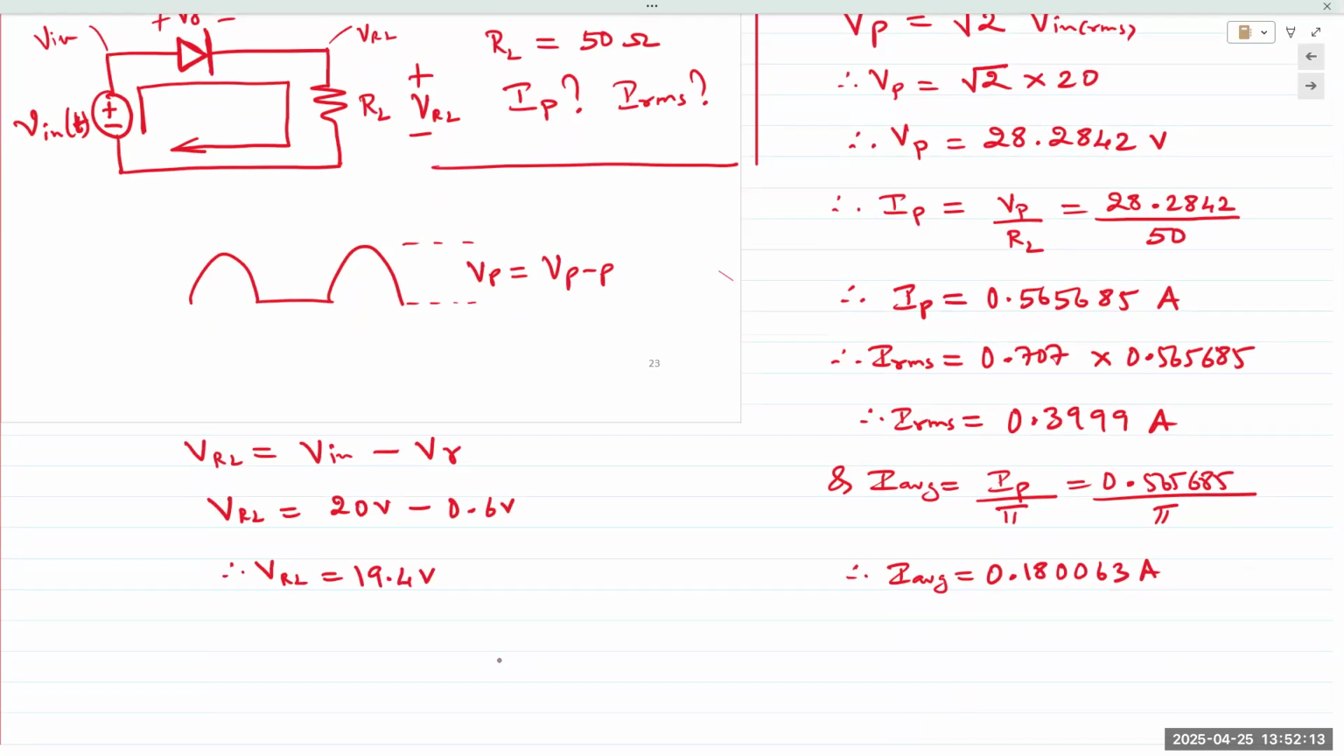And you can perform the rest of the calculation using the exact same equations. So ideal diode model analysis and offset diode model analysis, the values would not be too far off. So that's why ideal diode is still used for many analysis techniques.